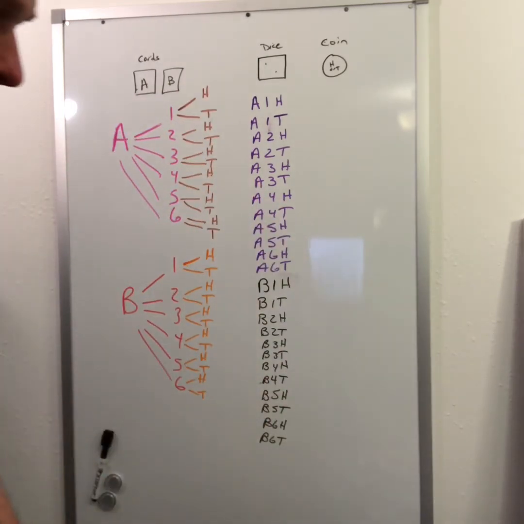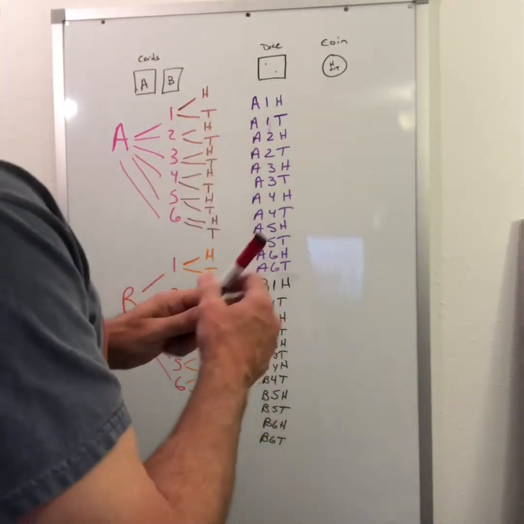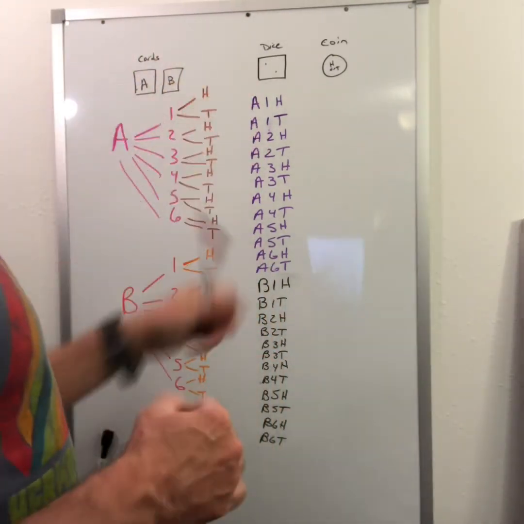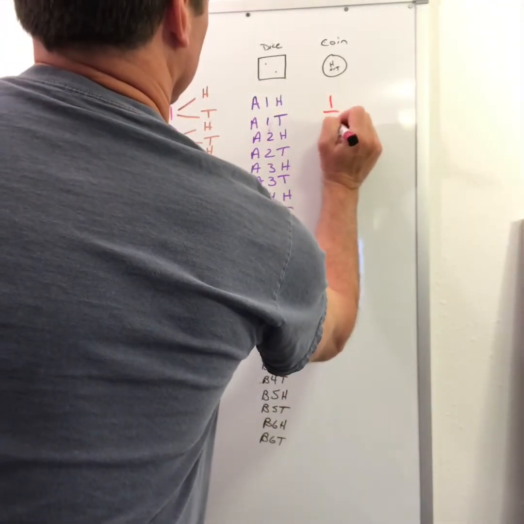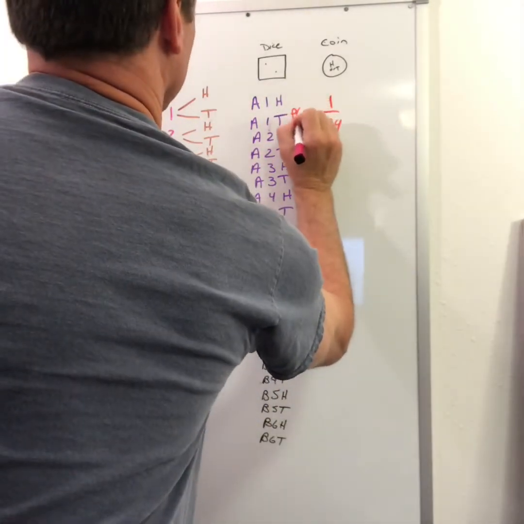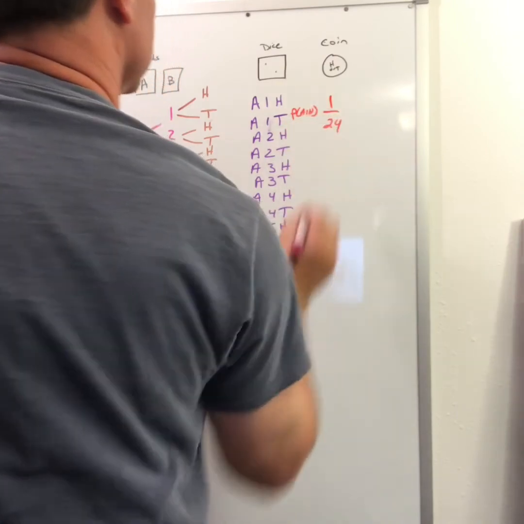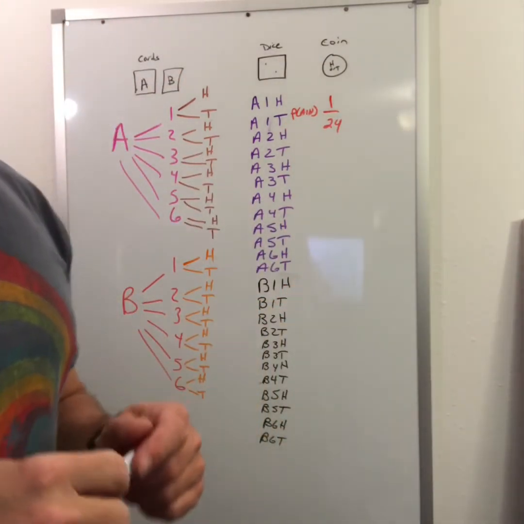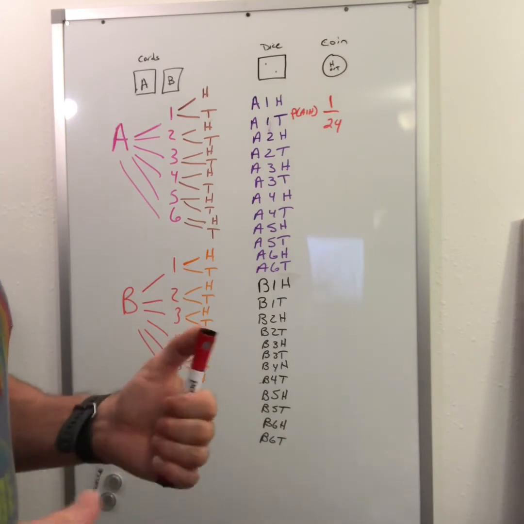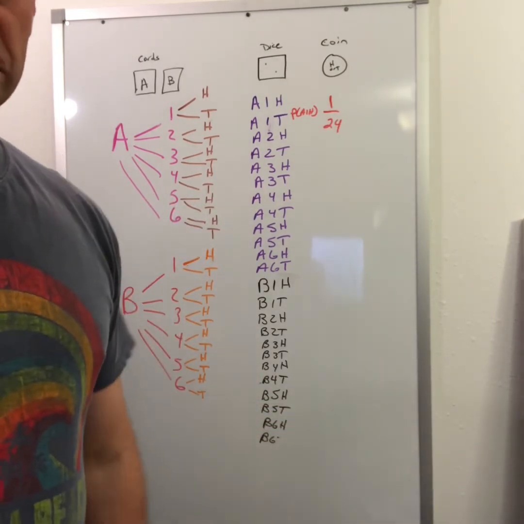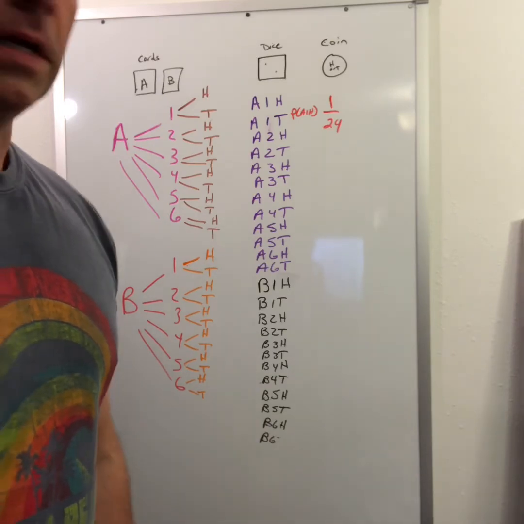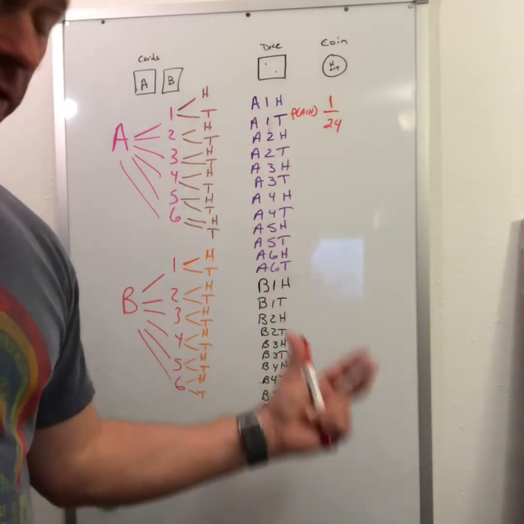So if I get this situation, the chance of getting an A, a 1, and a heads would be 1 in 24. So the probability of A, 1, heads is 1 in 24. Theoretical probability. Will it necessarily happen 1 out of 24 times? I don't know. It's experimental. Anything can happen. But the more times you do it, it should work out like this.